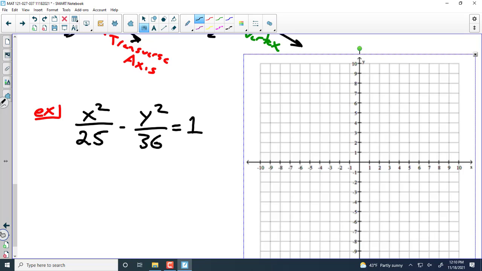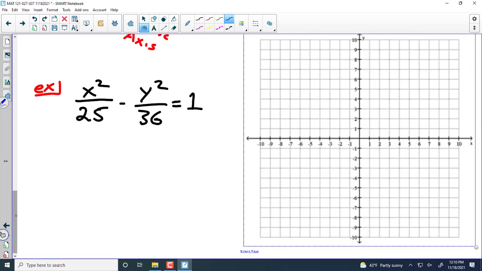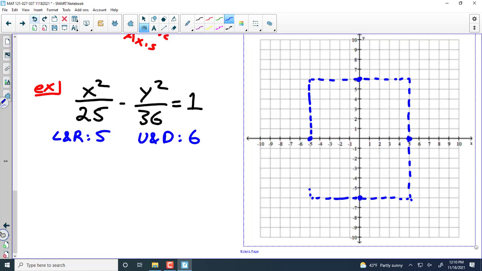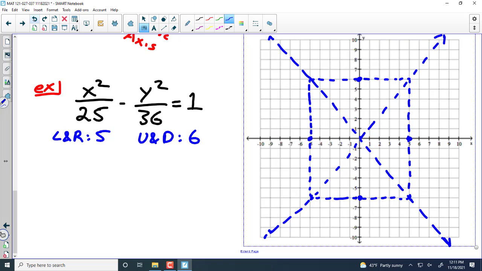Make your 4 points. Draw your fundamental rectangle. Draw those diagonals going through it. And you can keep going if you want, but I'm going to stop there on purpose for a moment.